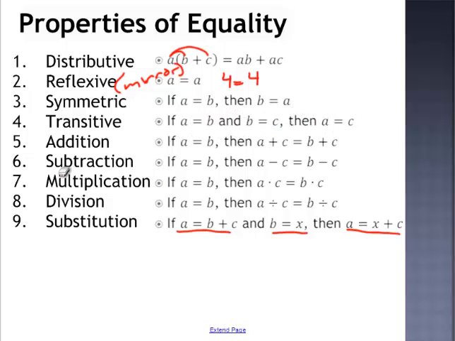And then 5 through 8 we've all seen before. Addition, A equals B, we add C to both sides. We're just adding something to both sides. Subtraction, we're just subtracting something from both sides. Multiplication, same idea. We multiply by the same thing, as well as on division. We're adding, subtracting, multiplying, or dividing. So we're changing both sides of the equation.